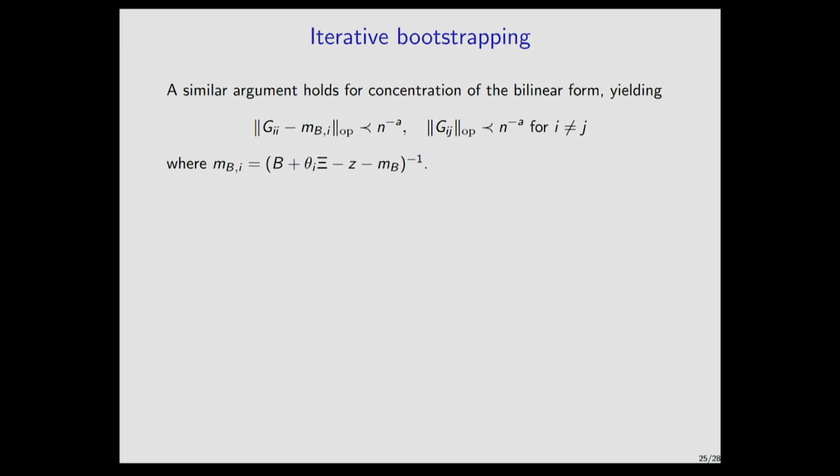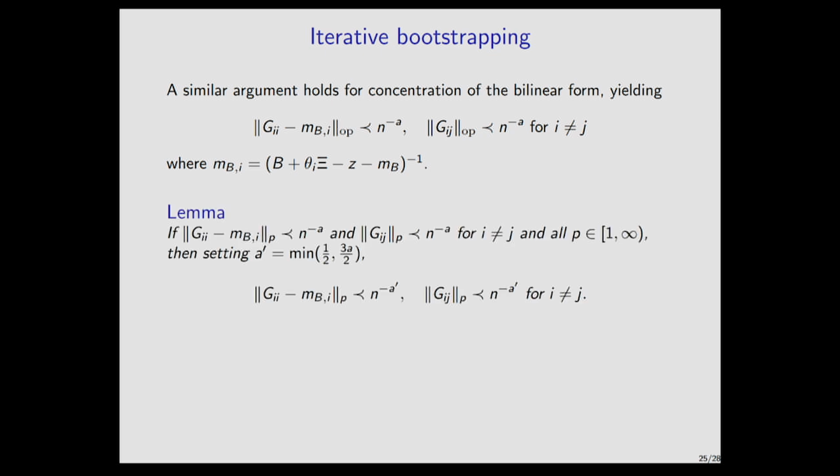If you do a similar argument for the bilinear form, then you're going to get an approximation for the diagonal blocks of the resolvent and the off-diagonal blocks of the resolvent at the scale of n to the minus a. Once we have these approximations, then we're going to show the following bootstrapping lemma: that if these errors are on the scale of n to the minus a, and in infinite dimensional settings, we want to do this in the LP norm rather than the operator norm.